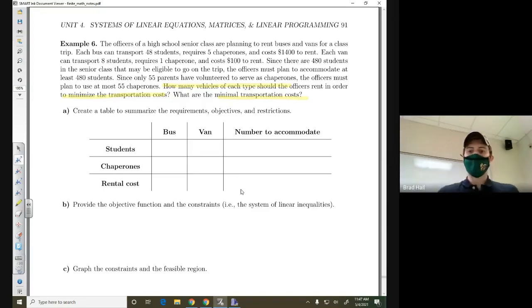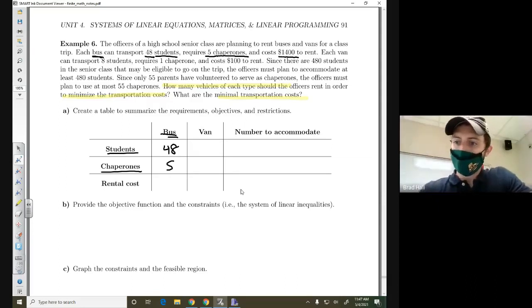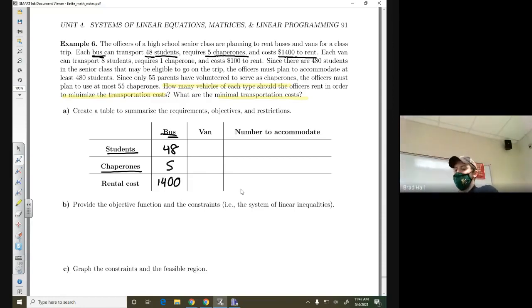So I'm going to read all the numbers. I see the number 48. 48 corresponds to a bus and students. So if there's a bus, there's students, 48. All right, I see 5 chaperones for the bus. Bus, chaperones, 5. $1,400 to rent this thing. Well, what thing? The bus. So 1,400 goes down here. In this little table, this is something that you would normally have to construct on your own. I'm giving you this template, so that's just something to keep in mind.